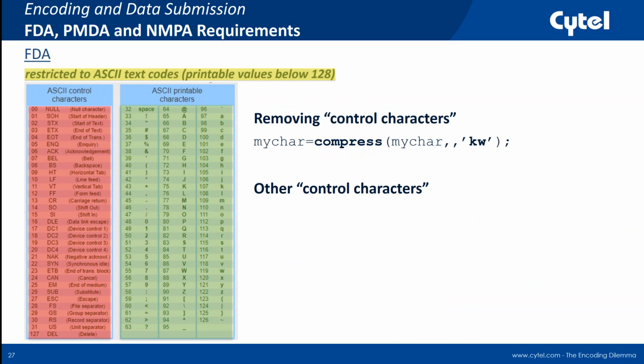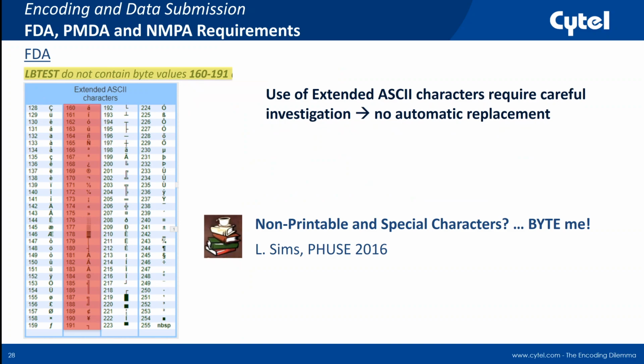Regarding the first requirement of avoiding non-printable characters or ASCII control characters, one uncomplicated way to fix it is the use of the COMPRESS function, using the compress function modifier to remove all non-printable characters, or to keep all printable characters. For the second requirement, the recommendation is to carefully assess where these characters have been used and find a replacement strategy. For this, I do recommend reading this good paper from past PHUSE.